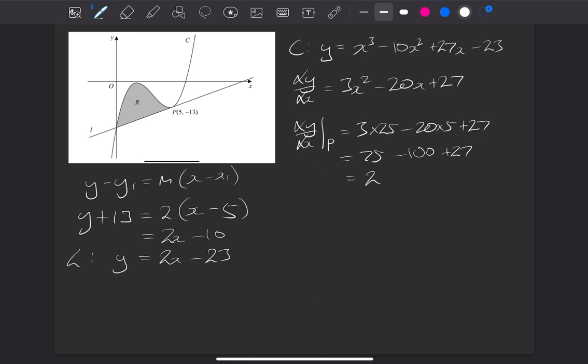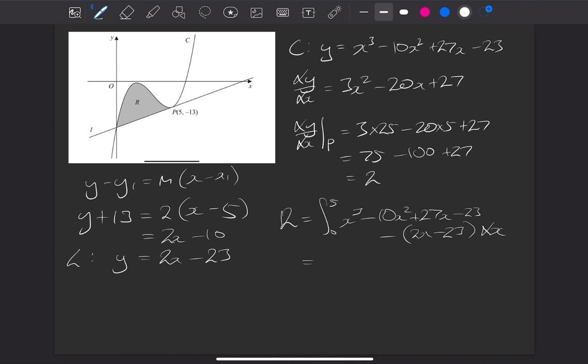Now that we've got both equations, one for L, one for C, we're able to integrate between the 2 points. So by doing C, take away L, and integrate in between 0 and 5. So the region R is equal to the integral from 0 to 5 of C, which is x cubed minus 10x squared plus 27x minus 23, and then we need to subtract L, so 2x minus 23, and integrate that all with respect to x.